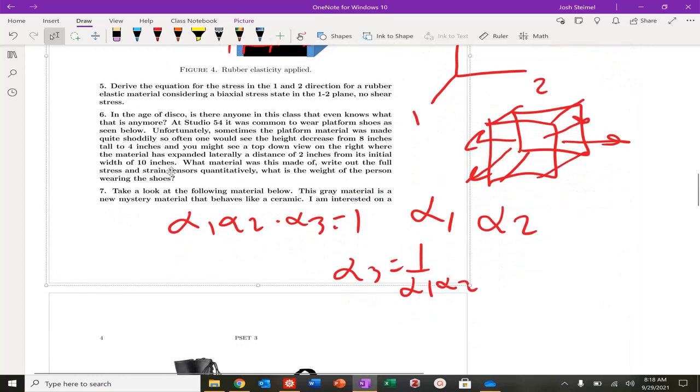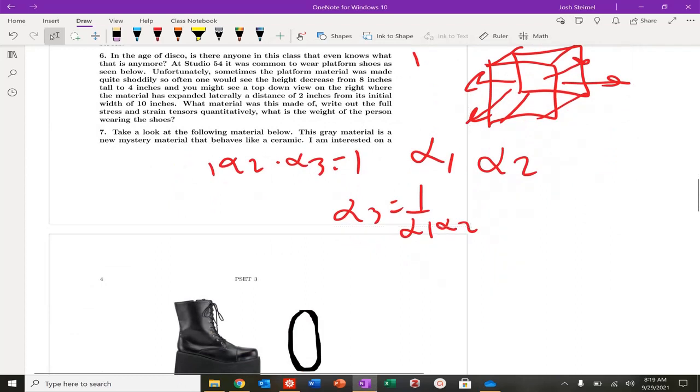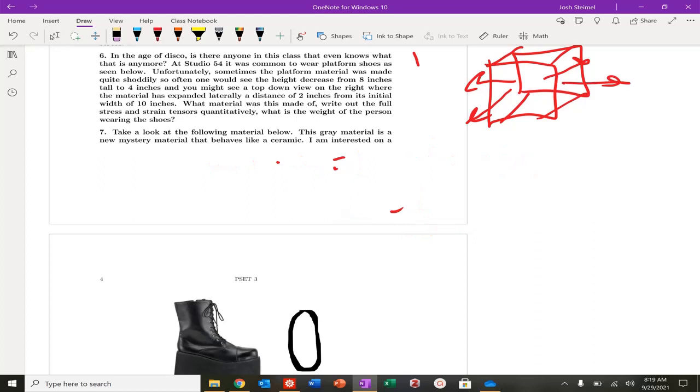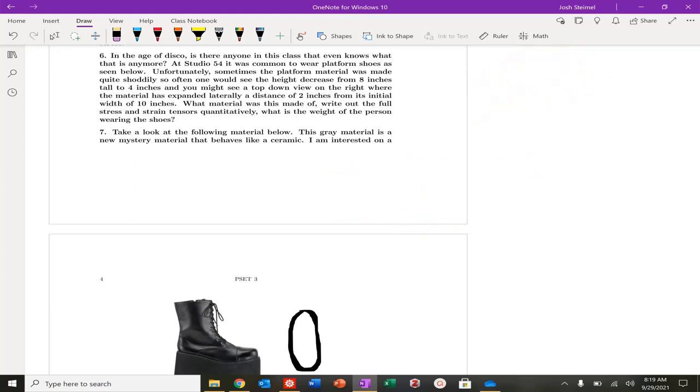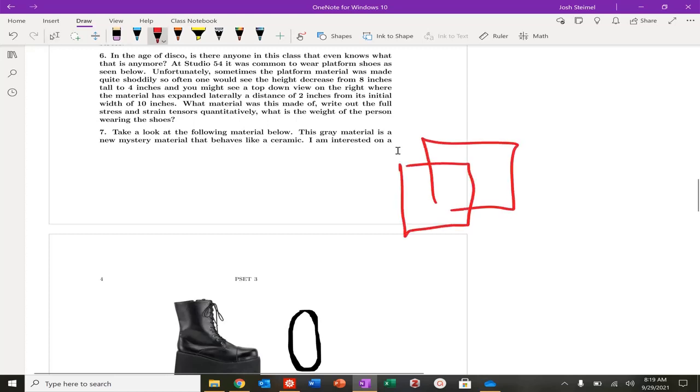So on to number 6. We are traveling back in time to the age of disco. I'm pretty sure all of you do not know anything about that. So anyways, at Studio 54, I'm going to wear platform shoes. The platform material was made quite shoddily. So I'm looking at a material, something like this. Often you see the height decrease from a distance here that's 8 inches. So we go from 8 inches all the way down to 4 inches.